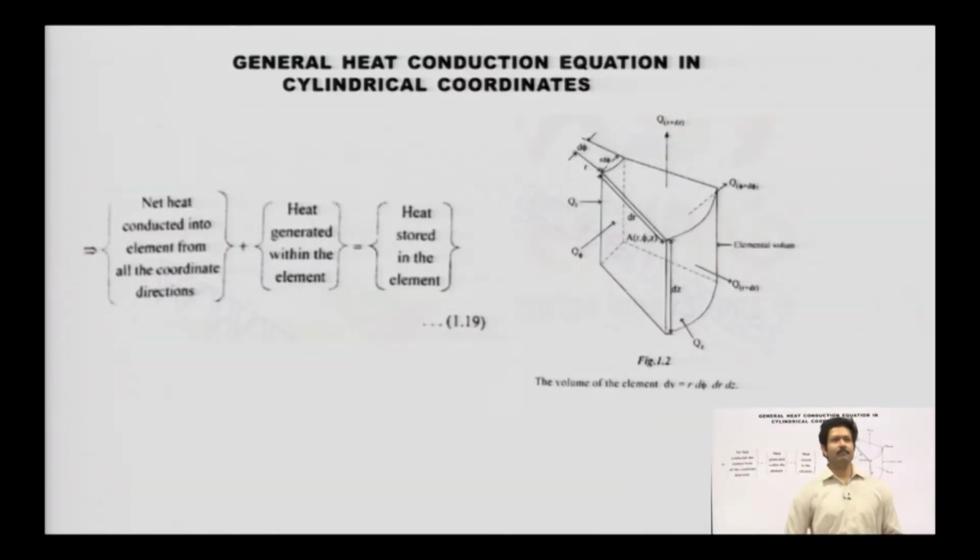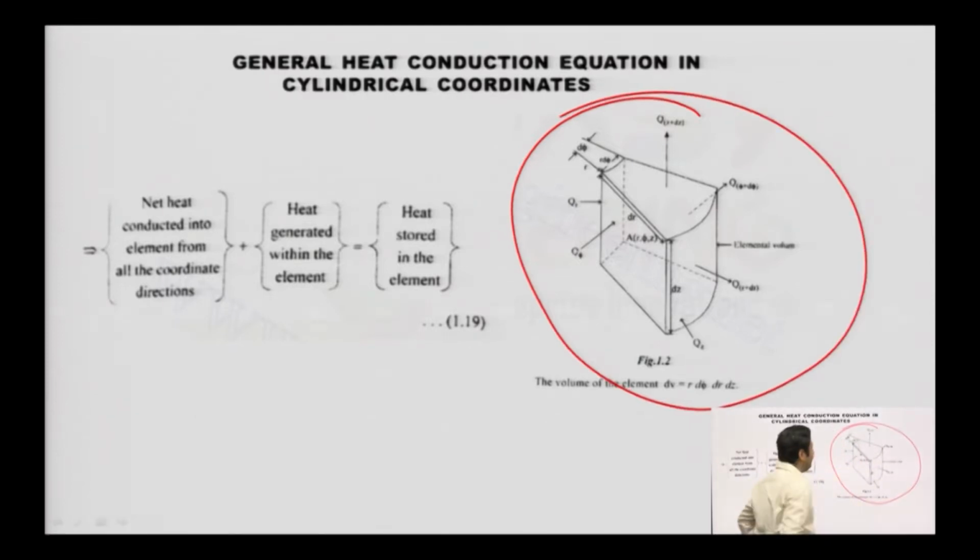As we have already solved the 3-dimensional rectangular coordinates, now we will be solving 3-dimensional cylindrical coordinates. That is, 3-dimensional heat conduction in cylindrical coordinates. The cylindrical coordinates will be r, theta and z. This is the cylindrical element.